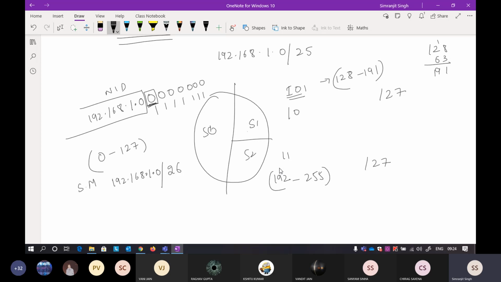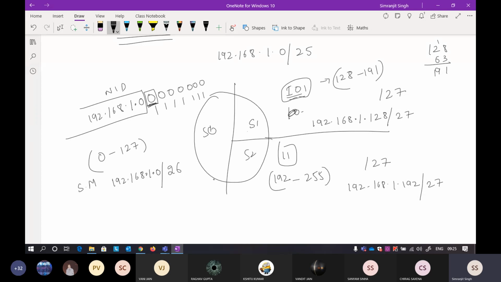Again, the same procedure will be followed. The only difference is that the notation will be written like this. The CIDR notation will be 192.168.1.128 slash 27. And for the next one, the CIDR notation will be 192.168.1.192 slash 27. Why is it 27? Because 2 bits are included as a subnet ID part, so the 2 bits are added here.